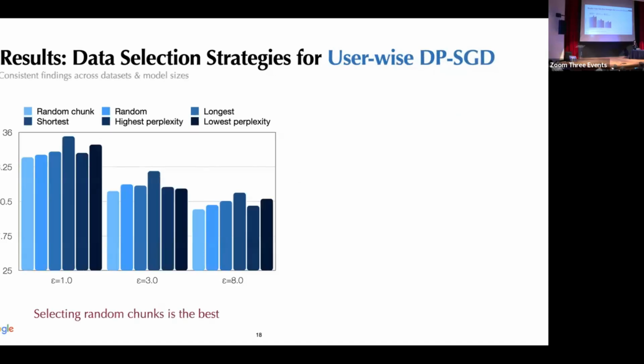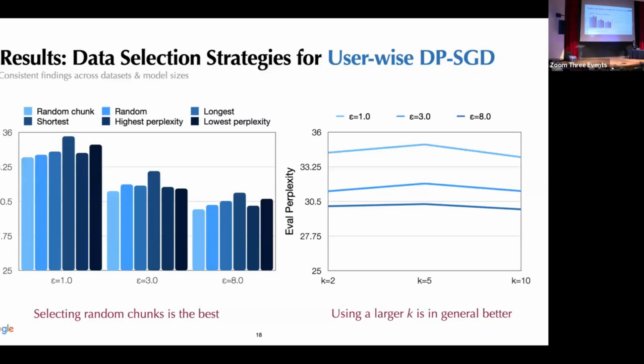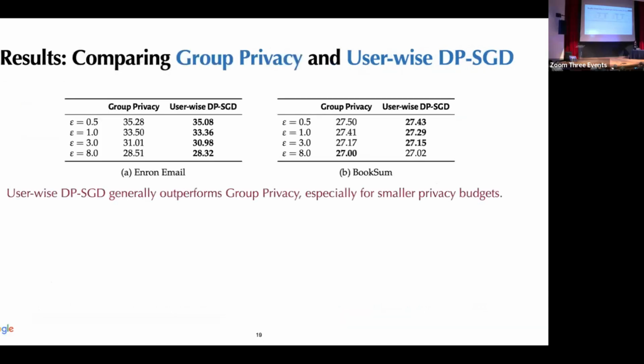And then for user-wise DPSGD. As I just told you, we observe that selecting random chunks actually gives you the best performance, because you can have more diverse data selection by going across the data boundary. Different from group privacy, we find that usually having a larger K gives you better performance for user-wise DPSGD. We also did a side-by-side comparison between group privacy and user-wise DPSGD.